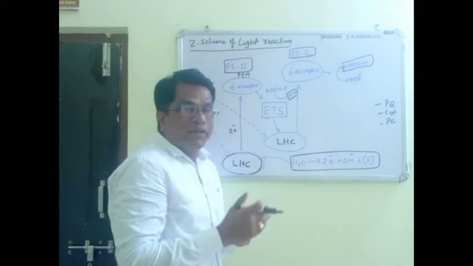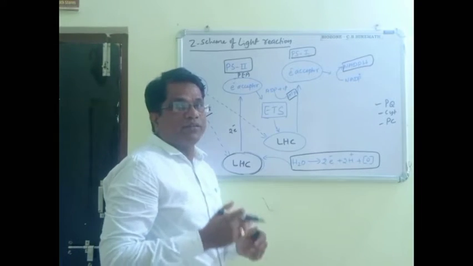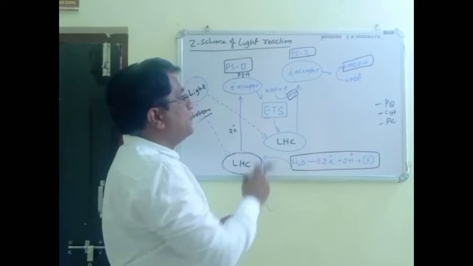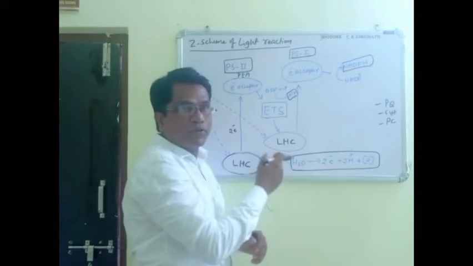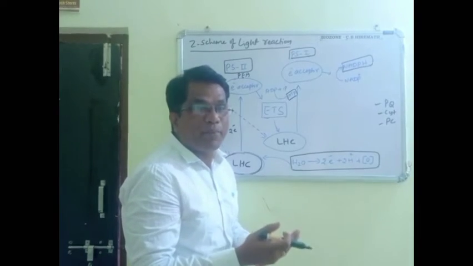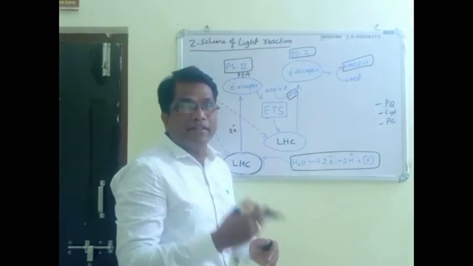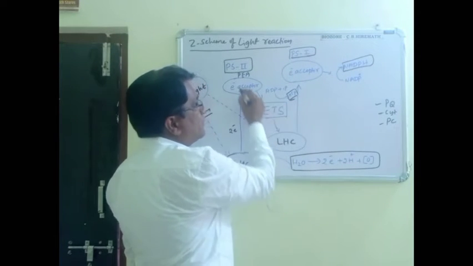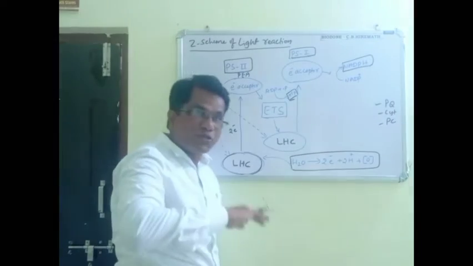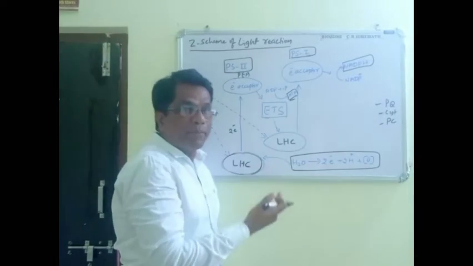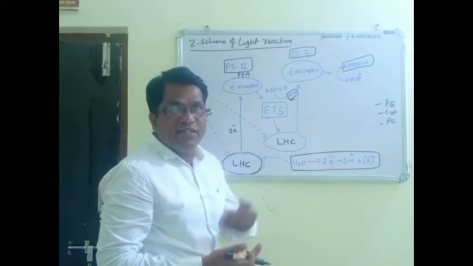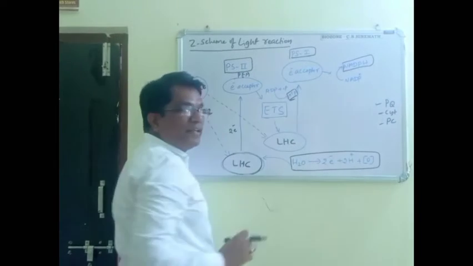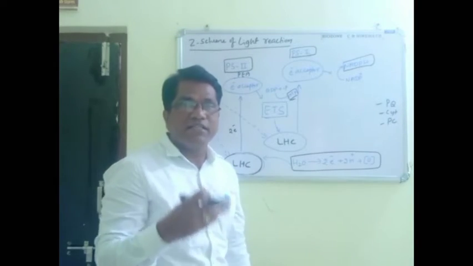Here the movement of electrons is downhill, that means from higher energy level to lower energy level. Whenever the electrons move from plastoquinone to cytochrome, energy is released, and that energy is utilized in the formation of ATP molecule. During the transfer of electrons from plastoquinone to cytochrome complex the energy is lost, and that energy is utilized in the formation of ATP molecule, which is nothing but an energy rich molecule.